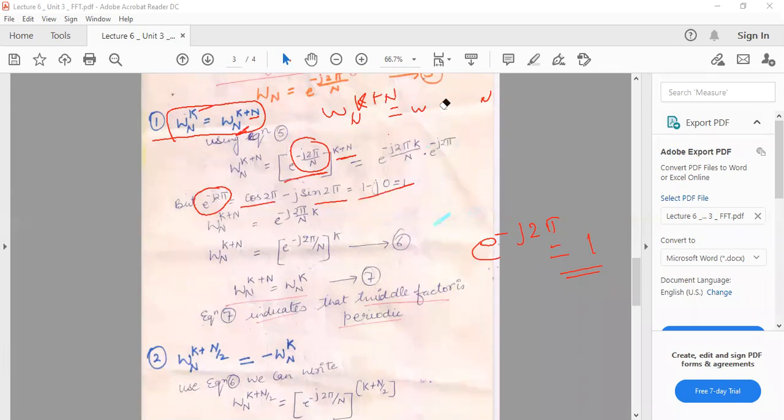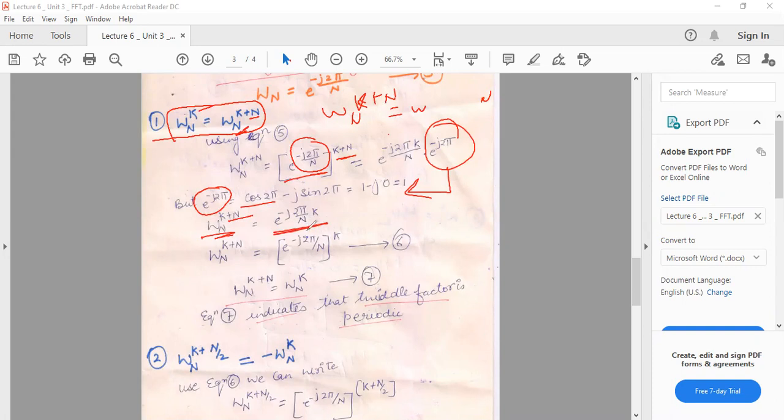We will replace this particular part. Which one? This one. This part with 1, right? So what we have got? We have omega, so W_N^k raised to the power n is equal to this one.